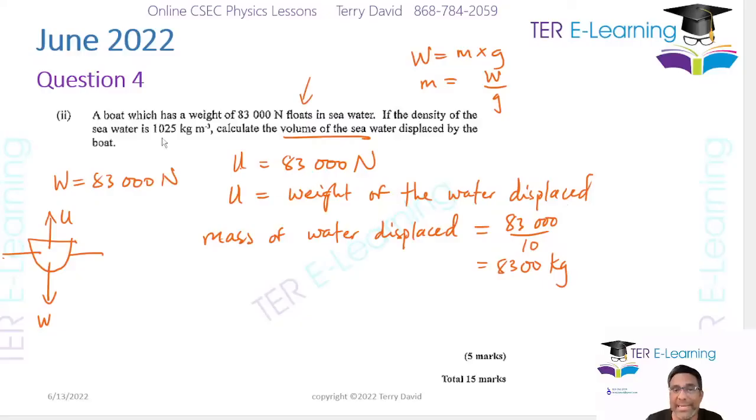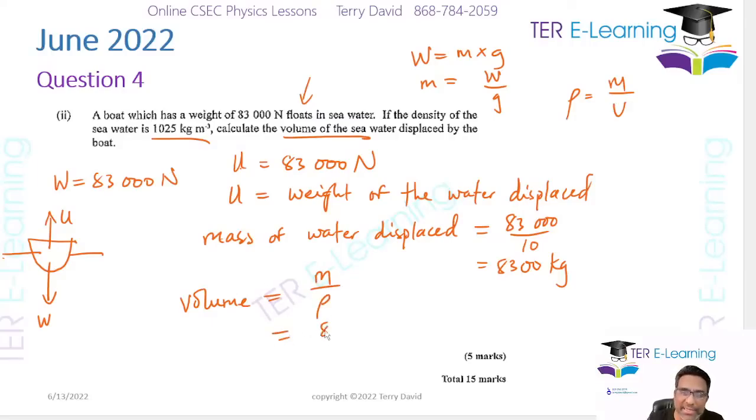Now we're going to have to use our density formula. So density is equal to mass over volume. So therefore, if you want to get volume, the question says volume of water. I know lots of students would have gotten this question wrong for sure. The volume of water is equal to mass divided by your density. So you have to take the 8300 and divide it by your 1025, that's the density of water. And this is going to give me my volume. 8300 divided by 1025. And you're going to get about 8.10 meter cube.